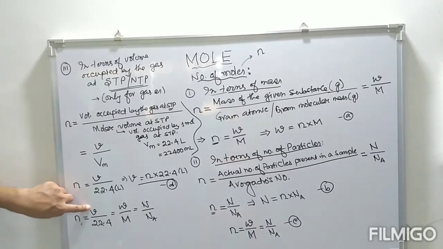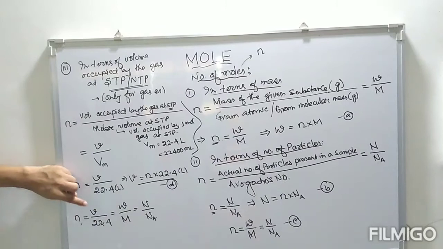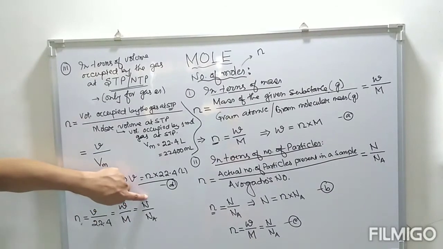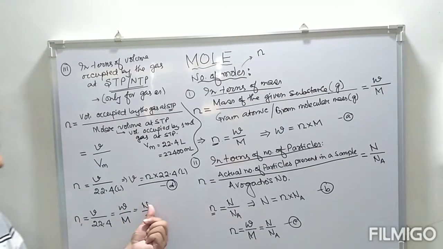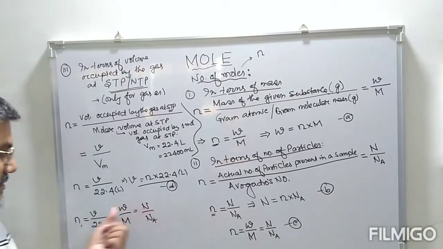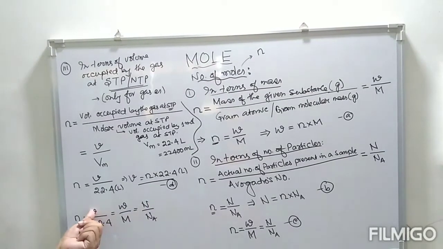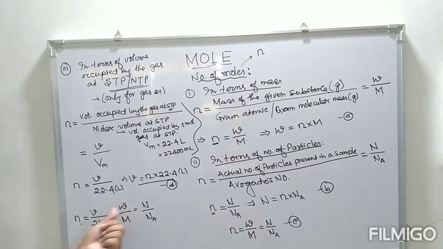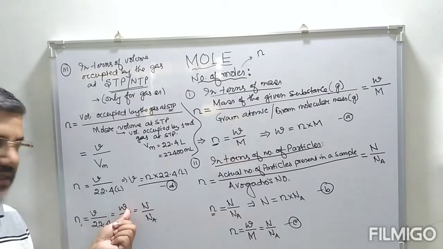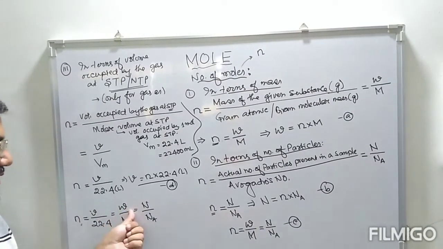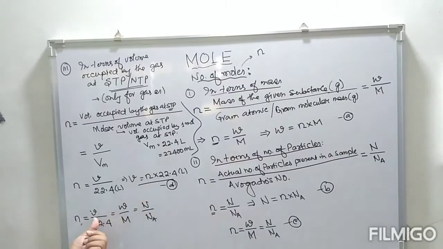If volume at STP is given, then we can define mass. If volume at STP is given, then we can also define number of particles. And if number of particles is given, then this is converted into the volume occupied by the gas at STP. Or if mass is given, then for the volume occupied by that given mass of gas at STP, you can use this expression.